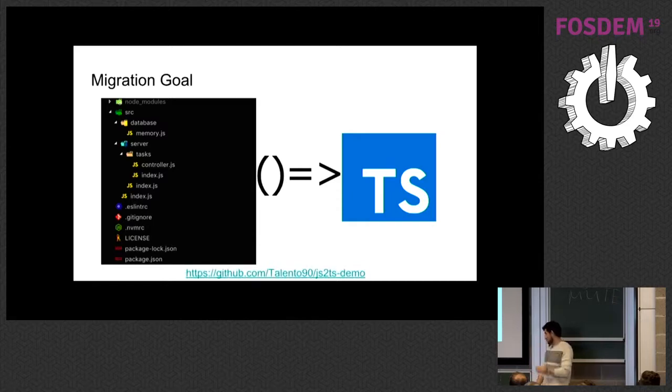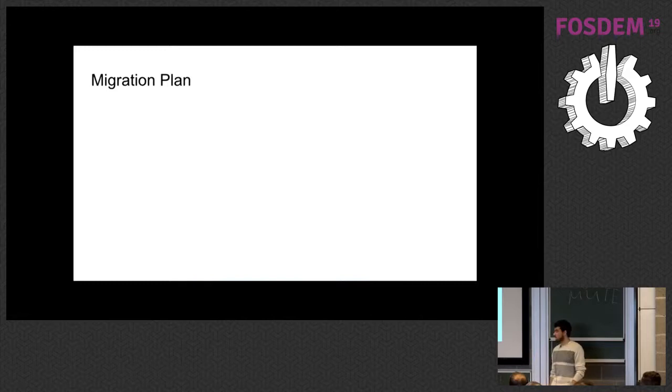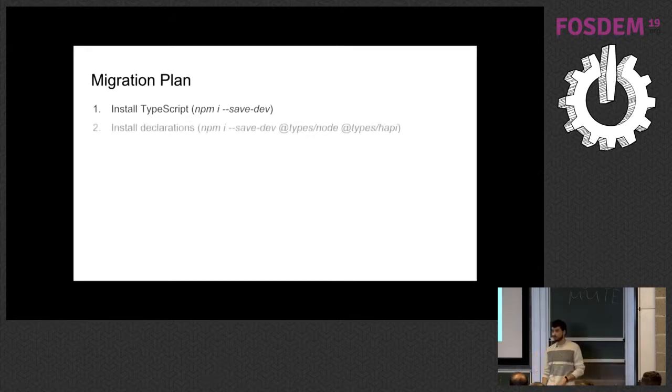Here is a project, if you want to check it later. So what is our migration plan? First, we start by installing TypeScript as a dev dependency. Then we install declarations. In this case, we install the Node declarations and the declarations for the API. Since we are in the Node environment, we need the declarations for Node, and also declarations for the web framework, which is written in JavaScript.